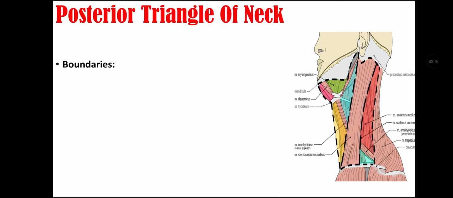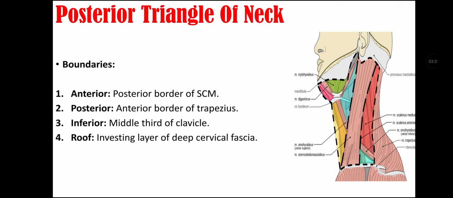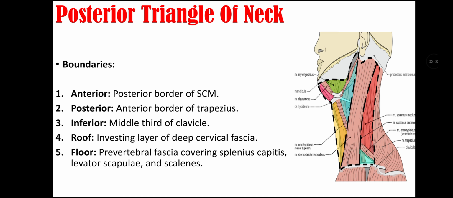Now let's talk about the posterior triangle of neck. The posterior triangle of neck is bounded anteriorly by the posterior border of the sternocleidomastoid muscle, and it is bounded posteriorly by the anterior border of the trapezius muscle, inferiorly by the middle third of the clavicle. Its roof is by the investing layer of deep cervical fascia, and its floor is by the prevertebral fascia that covers splenius capitis, levator scapulae, and scalenus muscles.